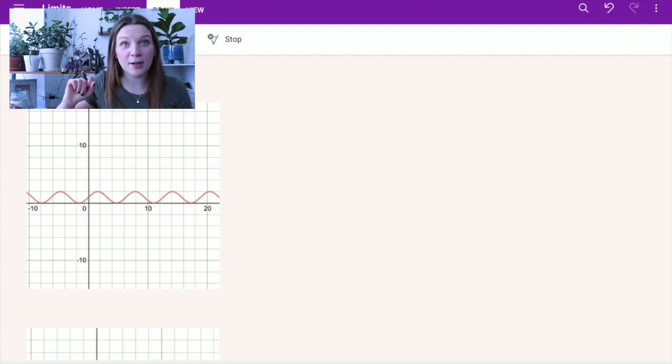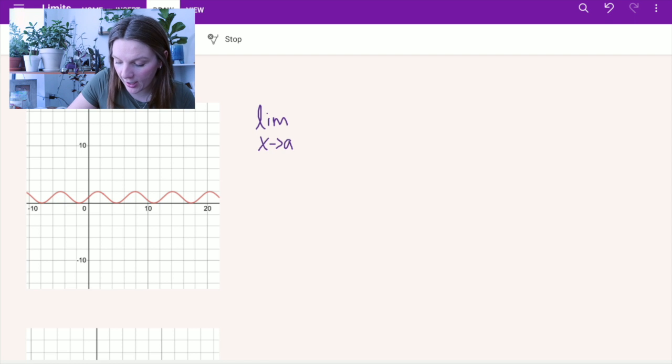So today we're going to start by saying, what is a limit? We often write out that the limit as x goes to a of f of x is equal to what? A number, does not exist, something. So what does that mean?